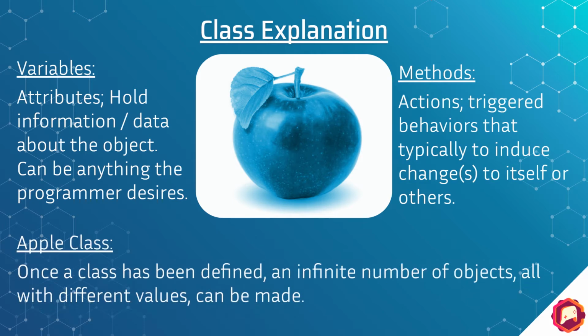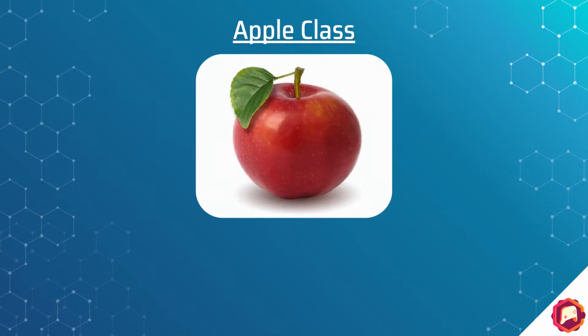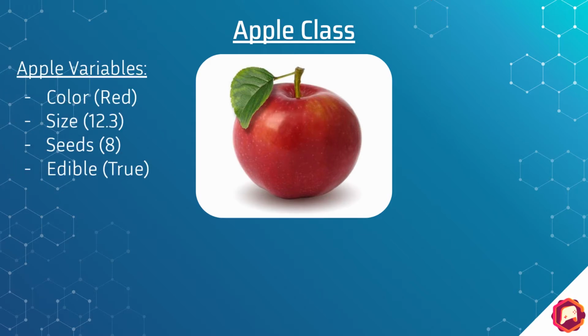Keep in mind, once a class has been defined, an infinite number of objects, all with different values, can be made from that class. As an example, we are going to make up an apple class. This will specify the attributes and behaviors of an apple. Some potential variables include the apple's color, red, the apple's size, 12.3 inches, the apple's amount of seeds, 8, and the apple's edibility, which is true.